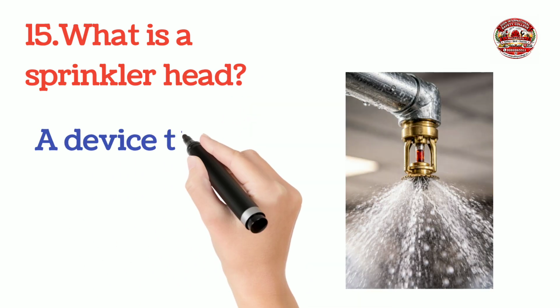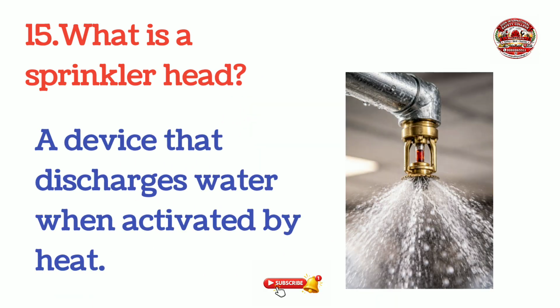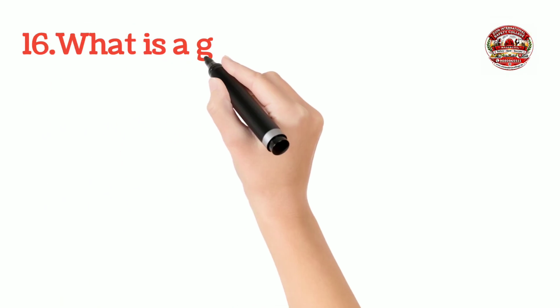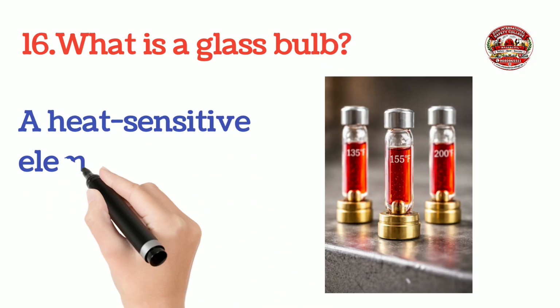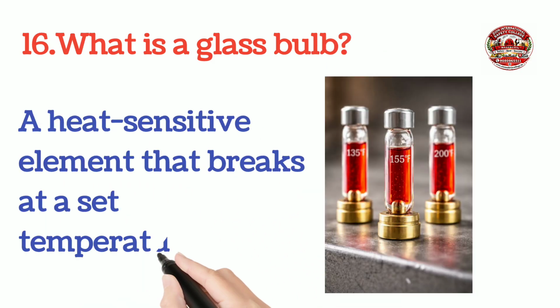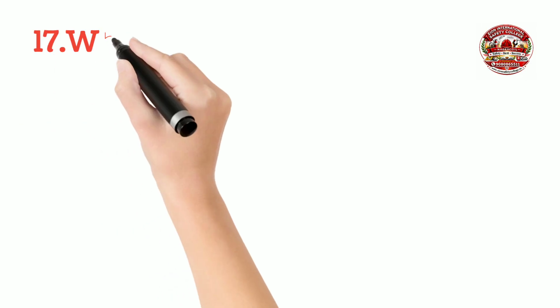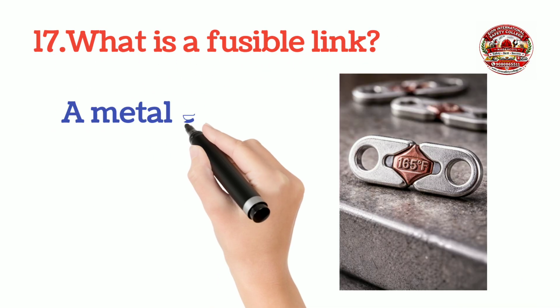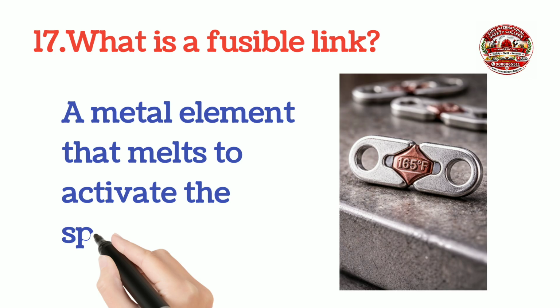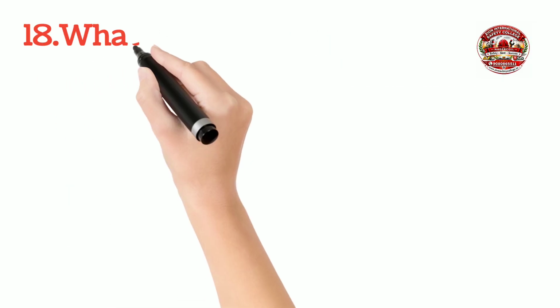What is a sprinkler head? A device that discharges water when activated by heat. What is a glass bulb? A heat-sensitive element that breaks at a set temperature. What is a fusible link? A metal element that melts to activate the sprinkler.